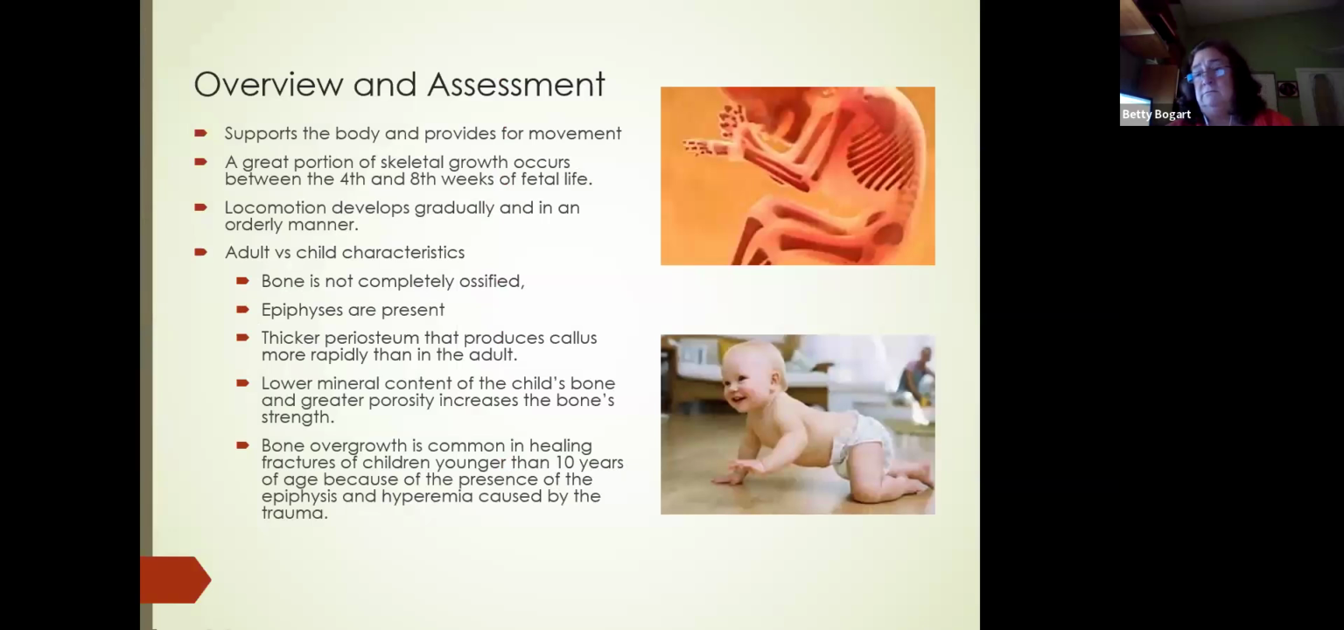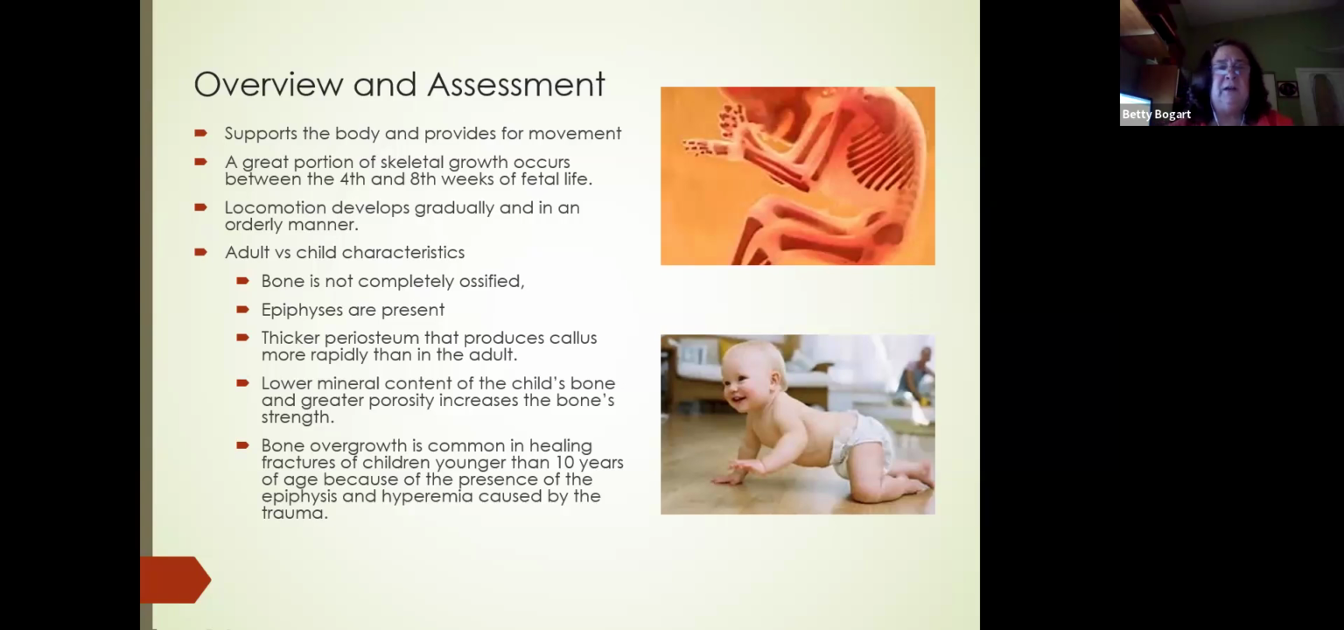So what is it? Muscles and skeleton. Well, this is how we get up and move around, right? We know that it's about 4 to 8 weeks of life. All of a sudden, you're seeing the ribs and the legs and the arms, right? Locomotion develops gradually in an orderly manner, right? We turn over, we get on our knees, we crawl, we creep, we walk, organized.